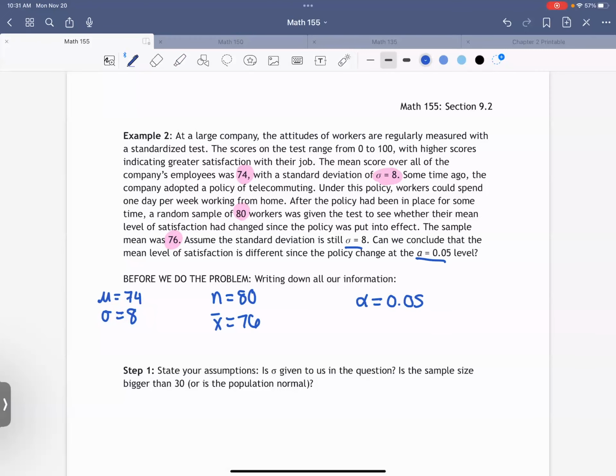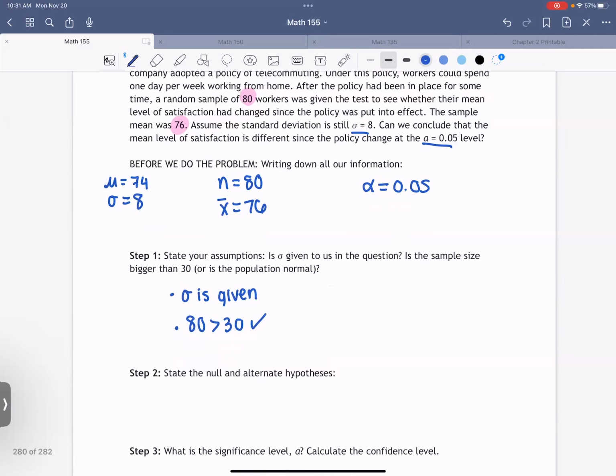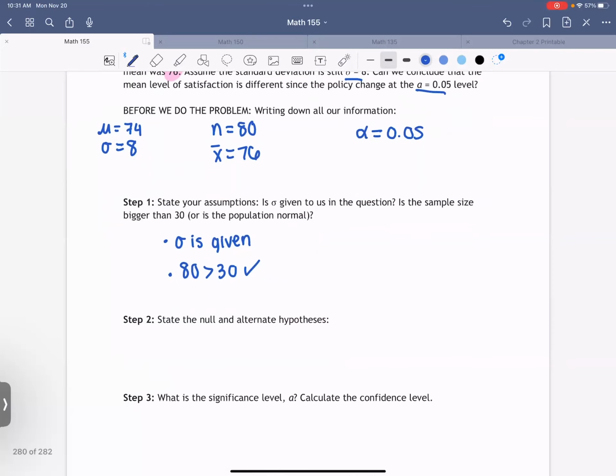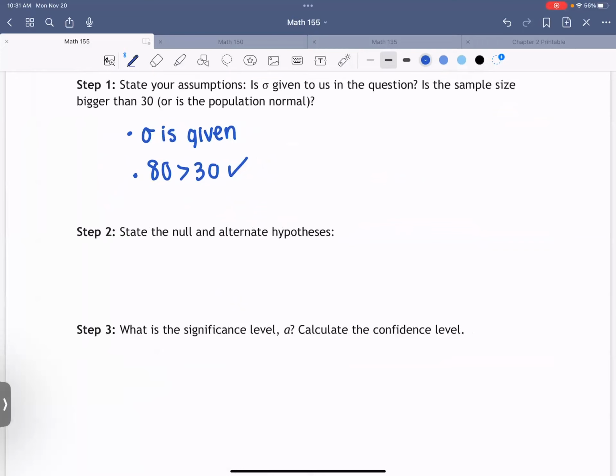All right, assumptions, pretty easy. We've done this before. Sigma is given to us, right? Sigma is 8. Is my sample size bigger than 30? Yeah, 80 is bigger than 30. We are good. This is the same stuff that we've been doing over and over again. Step 2 is stating the null and alternate hypotheses. I think I saw a lot of you do this, so I'm going to go over them and we can just follow along.